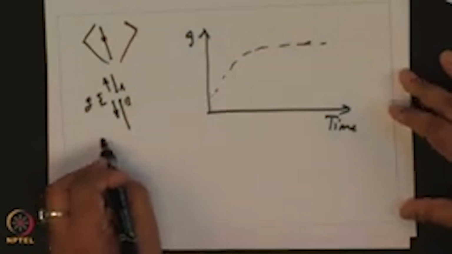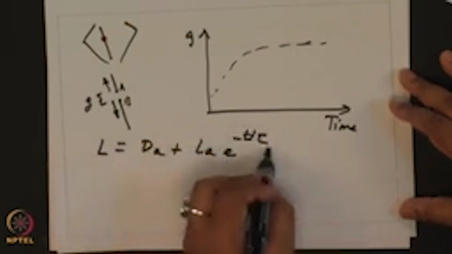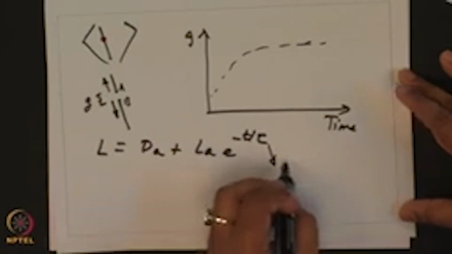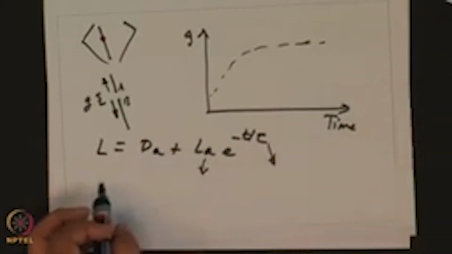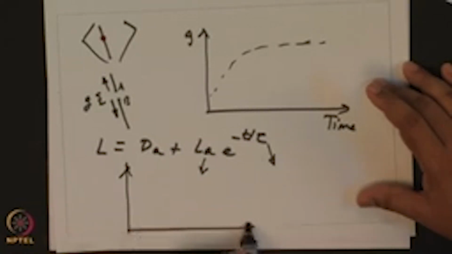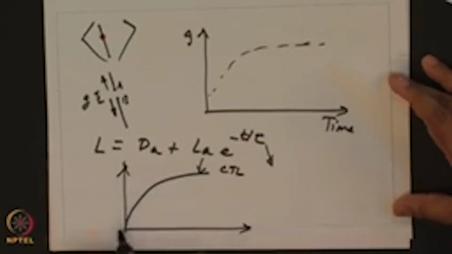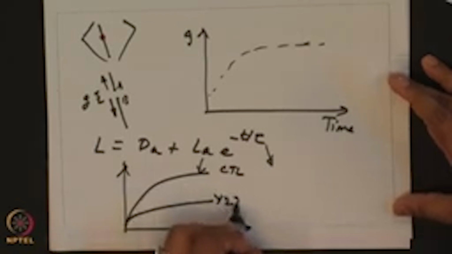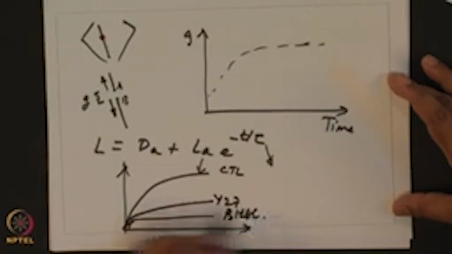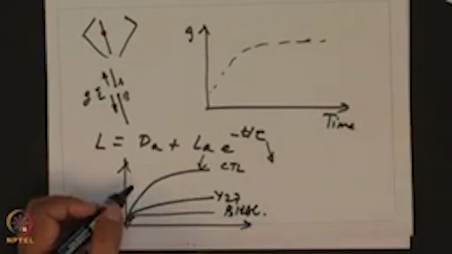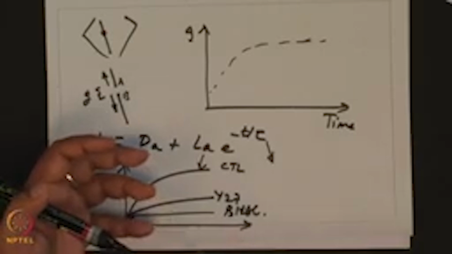Just like the previous case, you can fit this data with dA plus LA e to the power minus t by tau, and get an estimate of the characteristic time constant of relaxation and also estimate this LA value. What has been observed is that when you treat cells with contractile agonists, if this was the response for a control cell, when you treat with Y27632, it drops. With blebbistatin also it drops significantly. So, this is also an example of how contractility at the single stress fiber is being modulated.